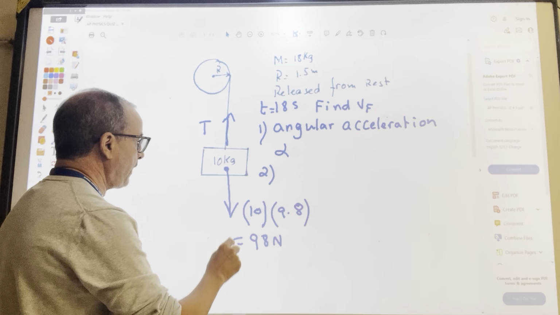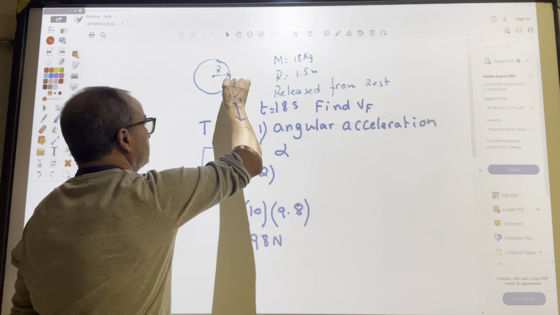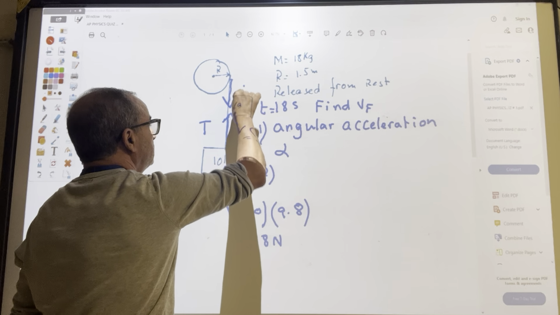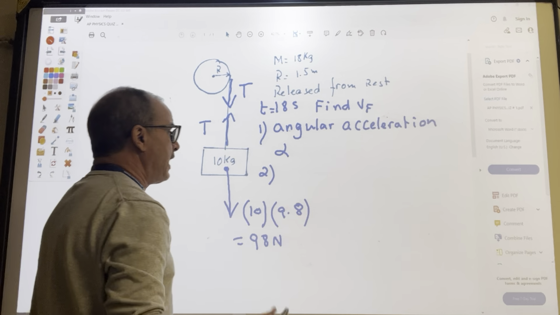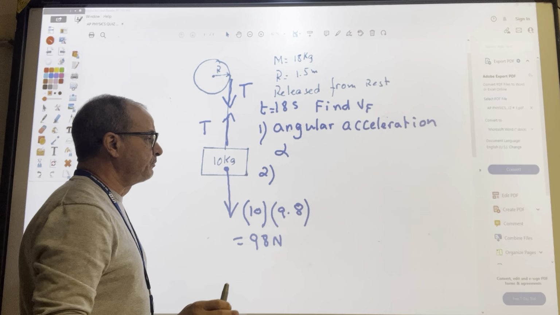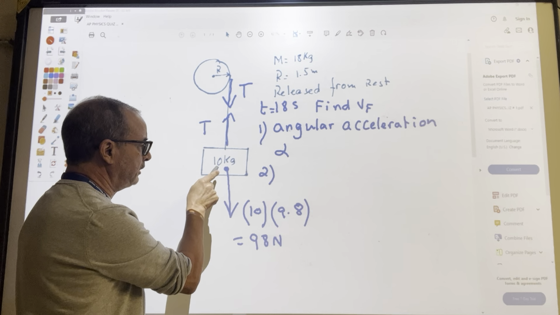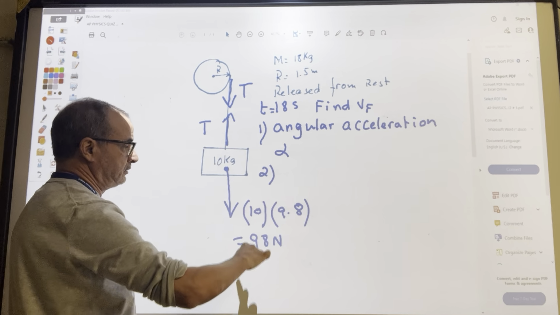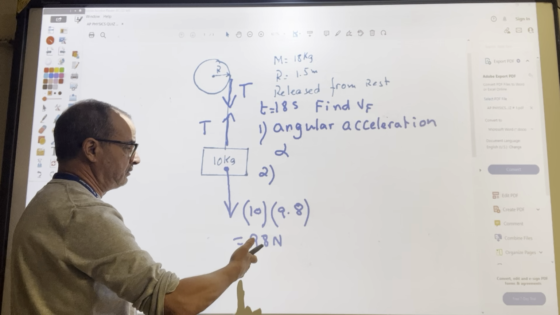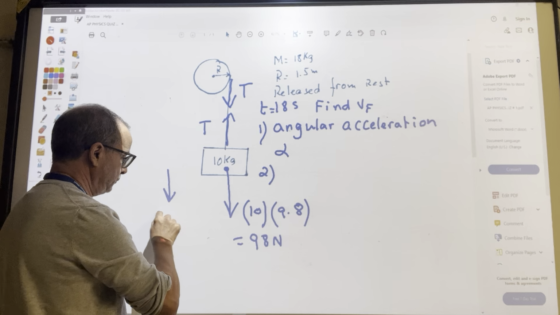All right, so we have also, if this is T, this is also T, right? Okay, do we have everything? Okay. So now we're gonna put down some equations. First of all, we're gonna apply Newton's second law to the 10 kilograms. Because this is gonna go down, the acceleration is gonna be down, so we're gonna put down positive.